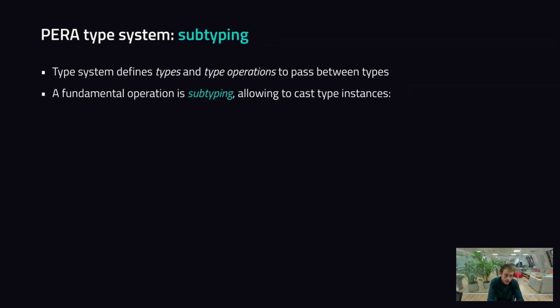So let's talk about the type system a little bit. Usually a type system comprises two parts: types, and type operations that allow us to pass between types. We've already seen the kinds of types that we're going to have in the prior model: entities, relations, and attribute types. So let's talk about the type operations. There's one fundamental operation in type systems, which is subtyping, which precisely allows us to pass between types by casting from a subtype into a supertype.